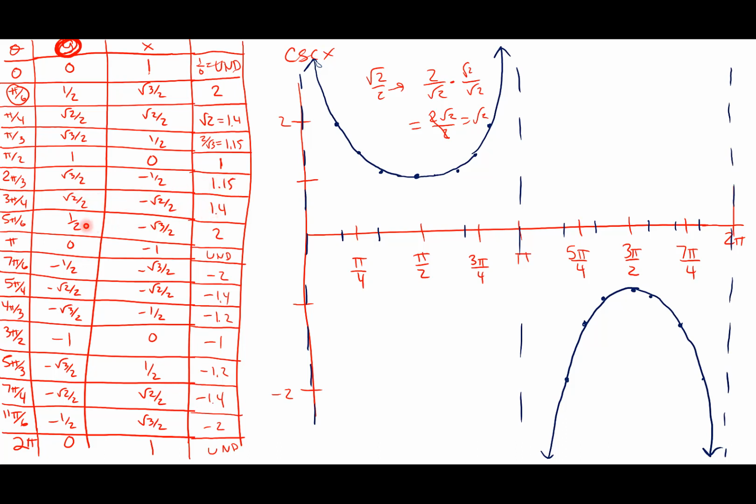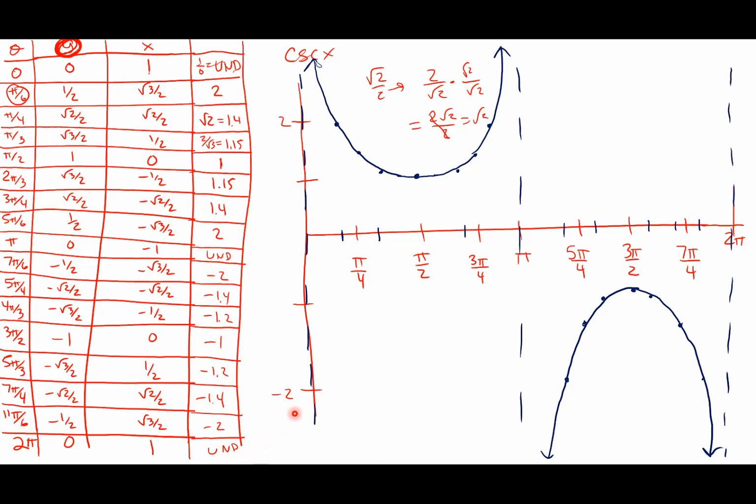1/2 becomes a 2. We already did the 0. So if you see a negative 1/2, it becomes a negative 2. And the pattern continues, negative 1.4. And I'm going to just approximate 1.15 as 1.2 from here on out. So negative 1.2, negative 1, negative 1.2, negative 1.4, negative 2, and we're done. So there's our table filled out really quick. Pause the video if you need to fill out the table.